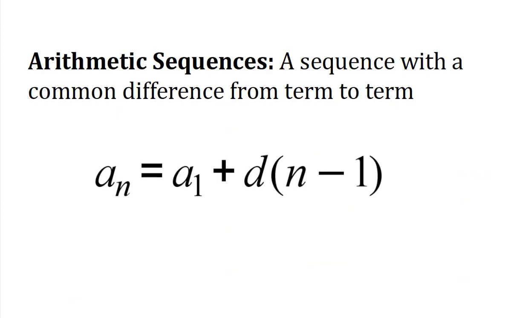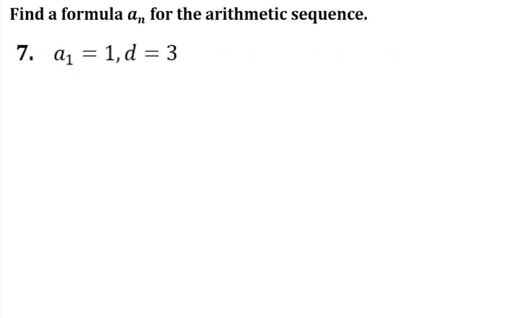for the nth term of an arithmetic sequence is this. A sub n, the nth term, is going to be the first term, a sub 1, plus the common difference times n minus 1. This will give you the general formula a sub n. Okay, so let's see how this is going to work. So a sub n equals a sub 1 plus d times n minus 1.